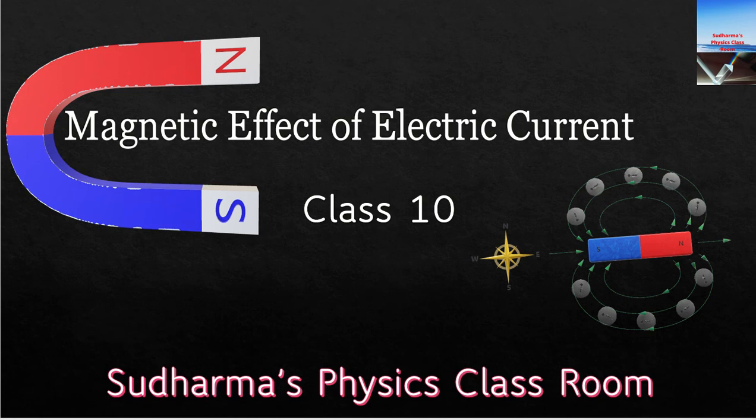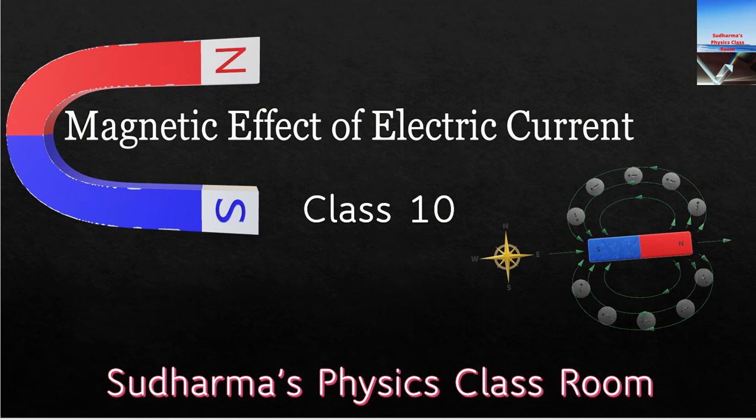Today we are going to start with a new chapter, magnetic effect of electric current. In the previous chapter we have already understood the lighting effect of electric current and heating effect of electric current, and we are going to study in detail about magnetic effect of electric current in the coming chapter. So in today's video I will be discussing the basic terms related with magnetism.